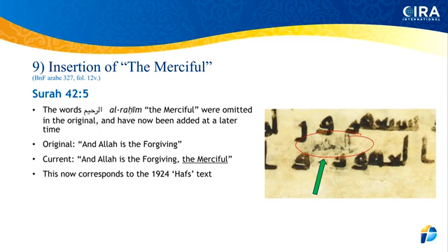That's right. Even though this is not the Basmala here. That's not the Bismillah here. That's right. So this has been added. It was omitted in the original, and they have had to add it at a later time. The original is just that Allah is the forgiving. Bismillah al-Rahman. Yeah. Now, currently in chapter 42, verse 5, it is now Bismillah al-Rahman al-Rahim.